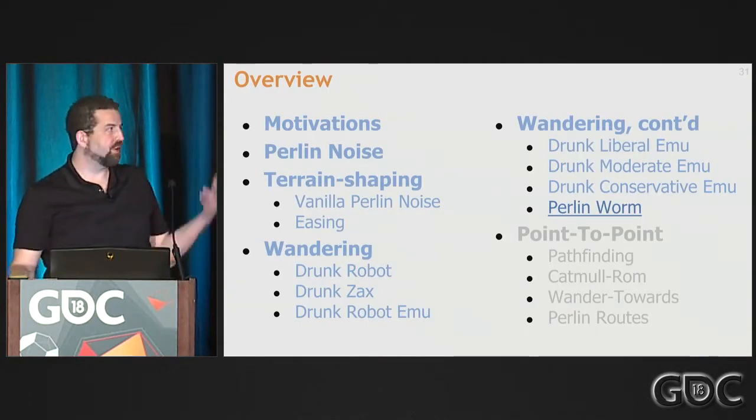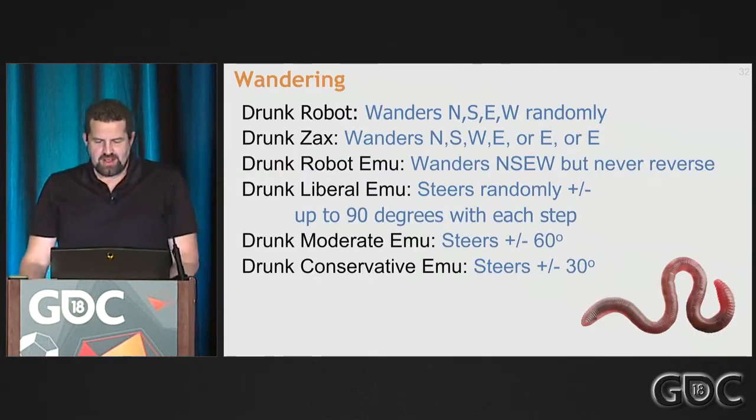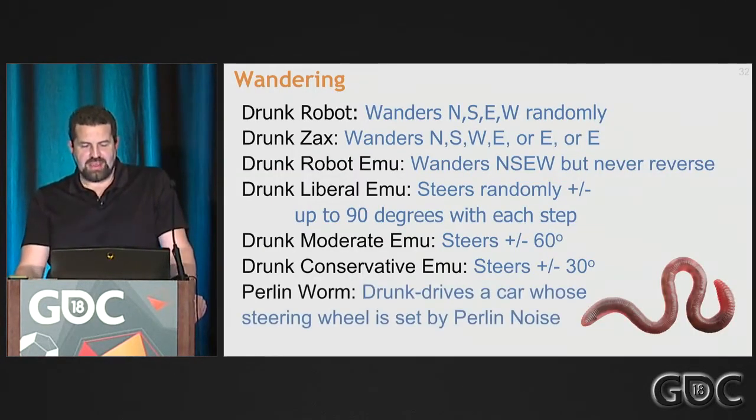All right, then Perlin worms. Let's explain what they are. So the Perlin worm is a drunk driving car whose steering wheel is controlled by Perlin noise. That's my explanation of it.